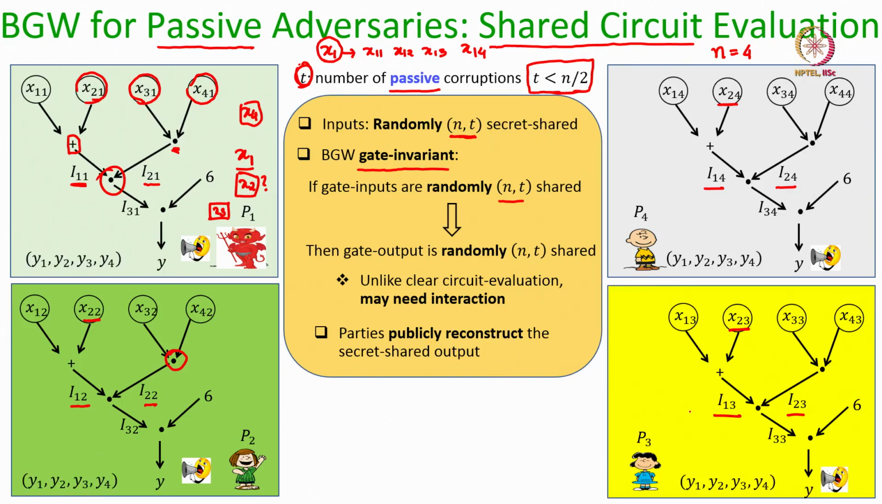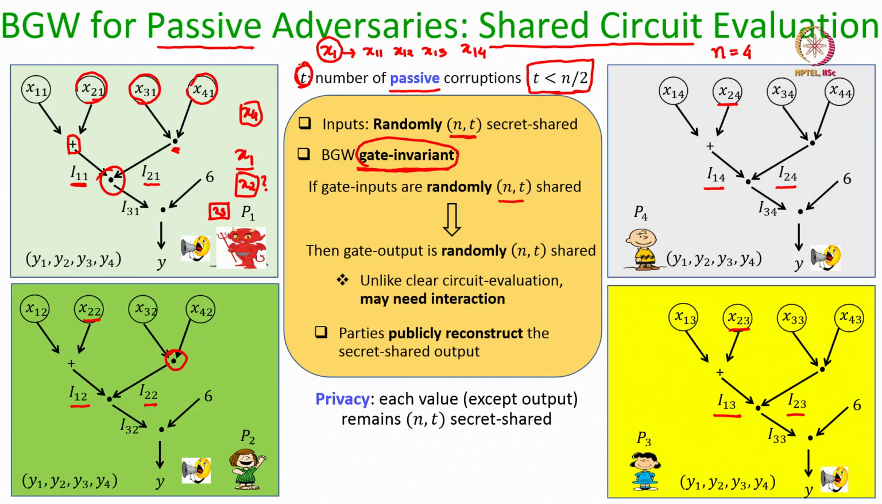Now, you might be wondering how exactly this gate invariant is maintained. Well, as I said earlier, that is the crux of the BGW protocol. Maintaining that invariant may require interaction among the parties, depending upon what type of T out of n secret sharing is used and what the type of the gate is. Those details will be coming later.